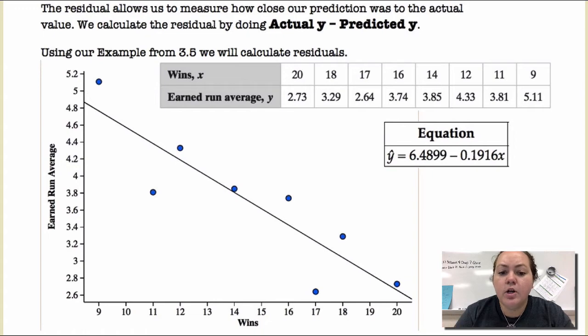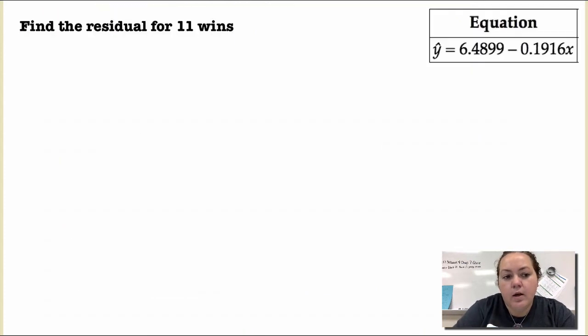Then I use my equation to calculate the predicted y value, and I subtract the predicted y value from the actual y value. We're using the same example that we used in the 3.5 notes, the earned run average and the number of wins. This is our equation, which we calculated in the previous video. Now find the residual for 11 wins. I know what the actual earned run average was for 11 wins, so I need to first figure out what the predicted earned run average is for 11 wins.